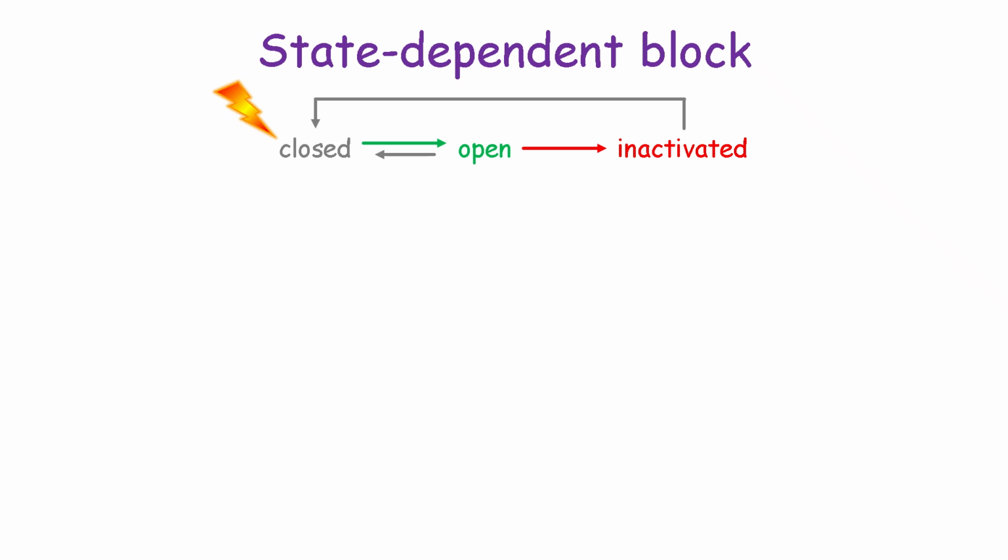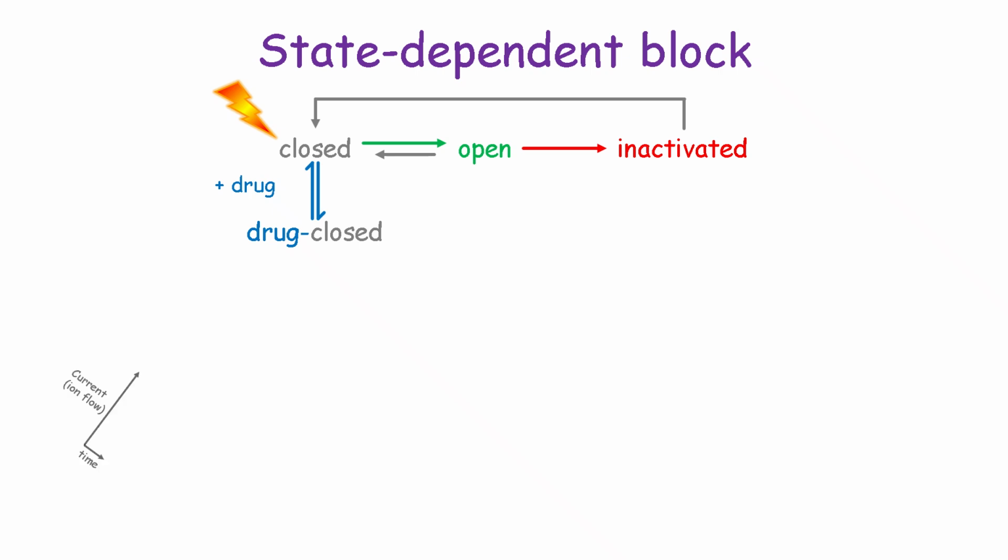Now let's add a drug that acts as an allosteric blocker, which preferentially binds to the closed state. In this case, closed channels are drawn into a drug-bound conformation from which they cannot open. This means fewer channels are available for activation by the stimulus. However, channels that are not drug-bound continue to open and inactivate normally.